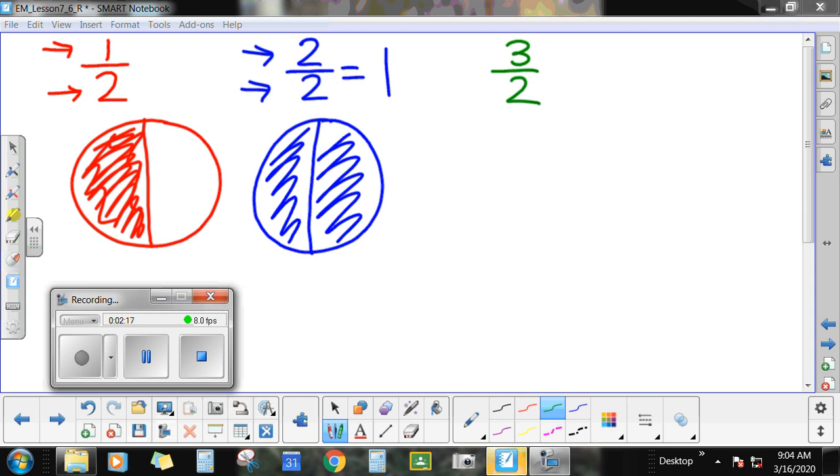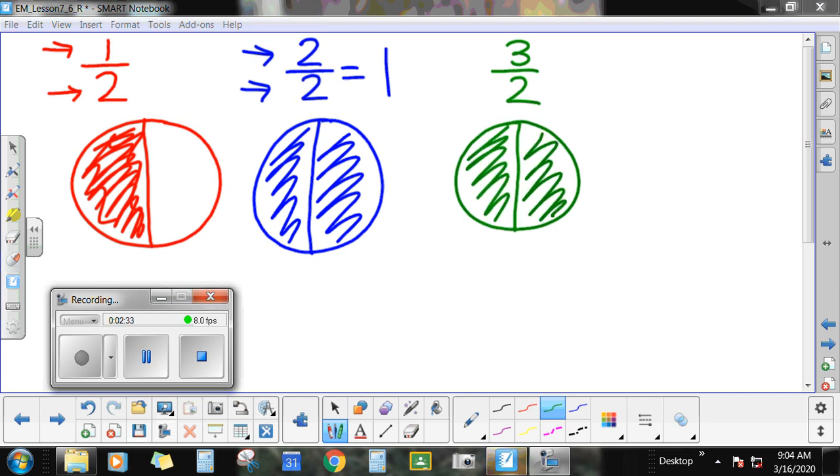Okay? It should look something like this. If I'm going to model 3/2, if I get to eat 3/2 of the pizza, okay, I'm going to divide my pizza into 2 equal slices, and I'm going to shade 3. So 1, 2, what's going to happen? I'm going to need to bake another pizza, right? Go ahead and divide that pizza into 2 equal slices. The denominator is always going to stay the same, and I'm going to shade in my 3rd piece of pizza.